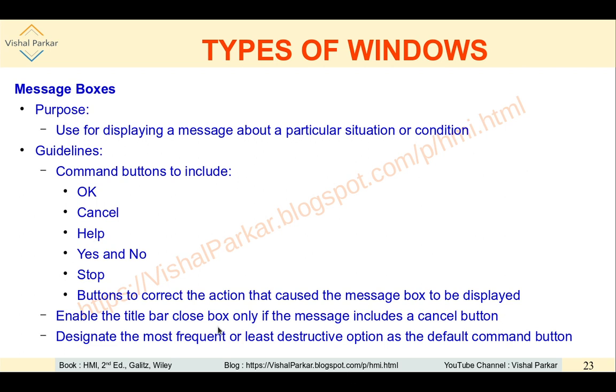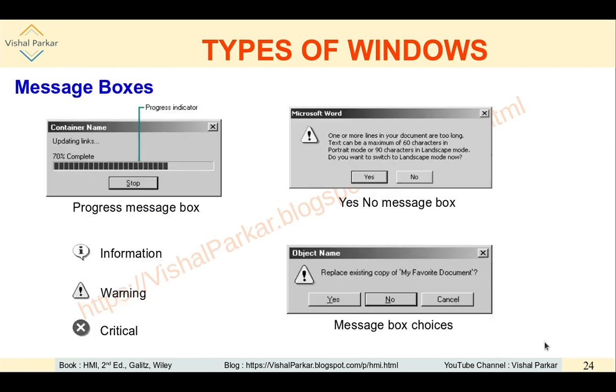Enable the title bar close box only if the message includes a cancel button. So if there are two buttons, one is OK and one is cancel, then only the close box has to appear. That will also mean to cancel that operation or message box. Designate the most frequent or least destructive option as the default command button. We'll see that with one example, and this is very important.